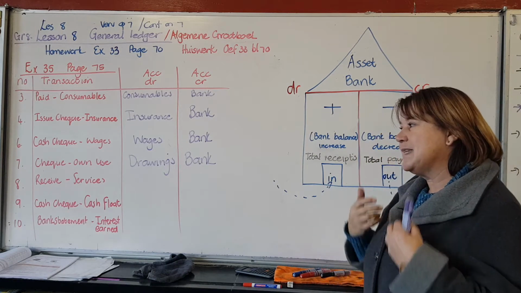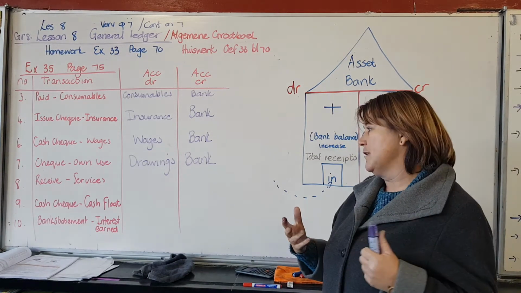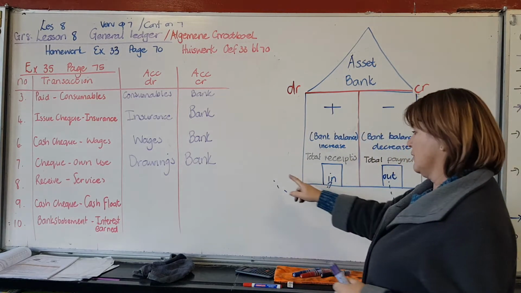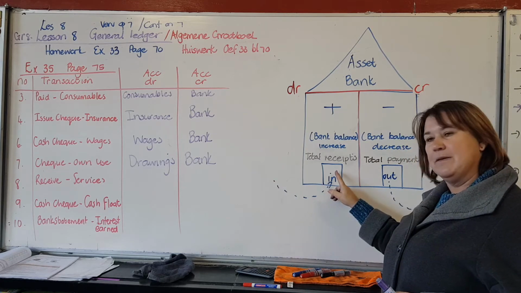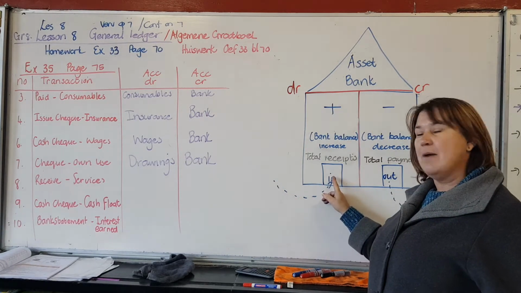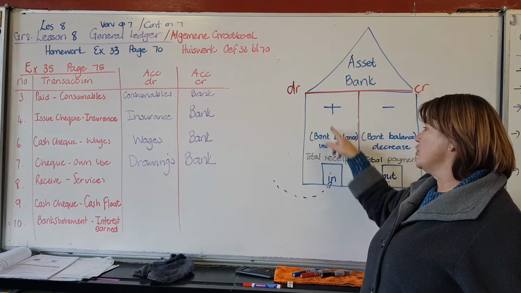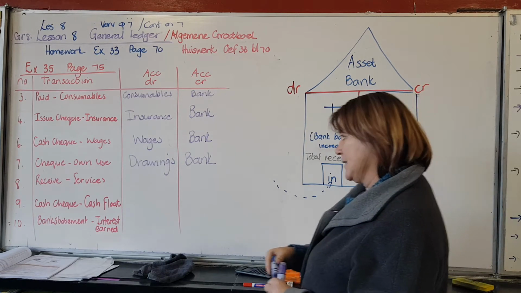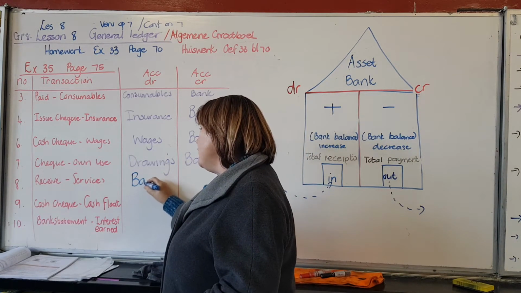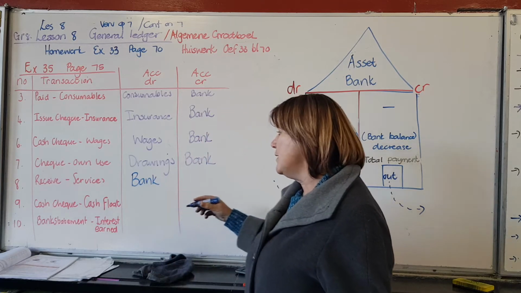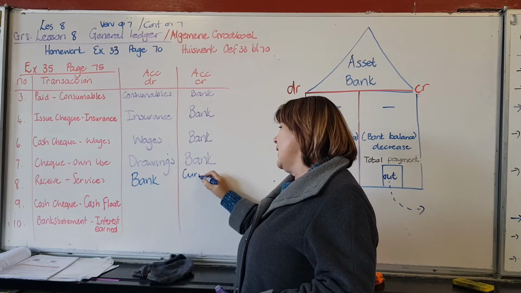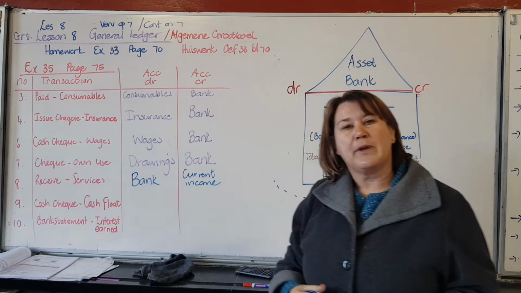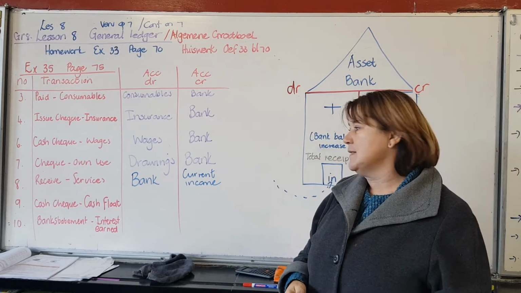Look at number 8. Receive money from your clients for services. Services is going to be current income, alright? So what's happening? We are receiving money, so if money flows into our bank account, our bank balance is going to increase, so that means my bank account will be debited. And I've received money for service rendered, and we name that current income. Service rendered, the T account will be current income.